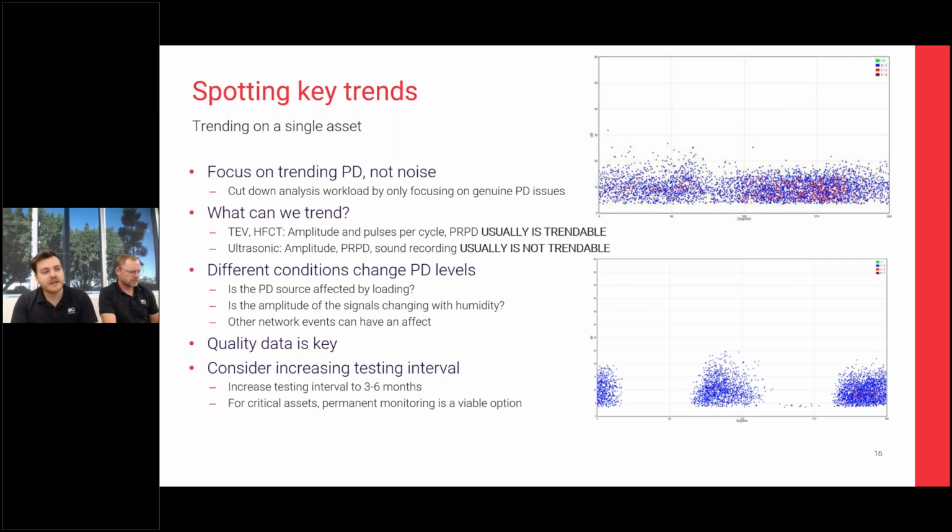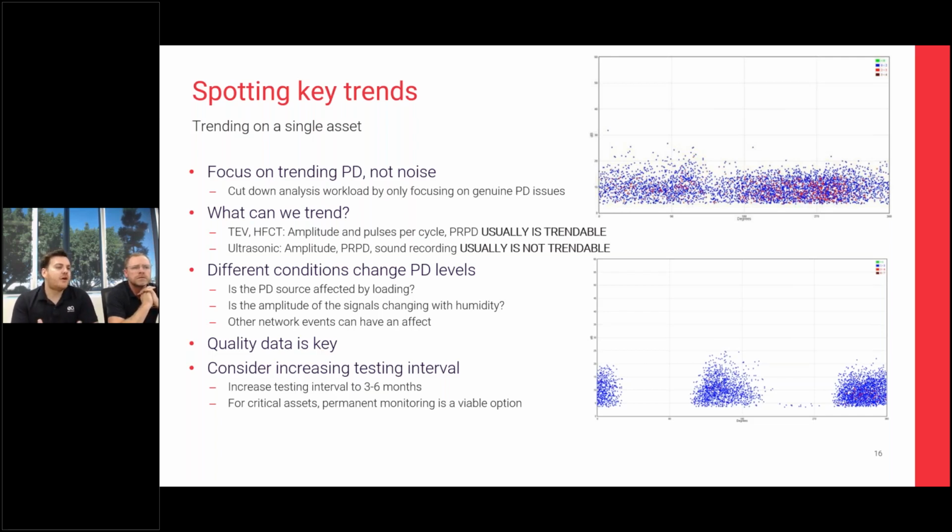There are a number of different things that can also change the levels of PD defects over time. Some PD defects can be affected by loading. It's very common for other ultrasonic defects to be affected by the humidity. And other network events can have a very big role on how this PD defect is behaving over time. So the biggest part with that is data quality is key. The more data that you do have on these defects is really critical when you're trying to trend them over a longer period of time.